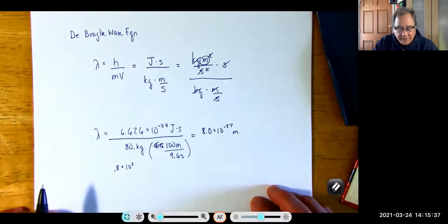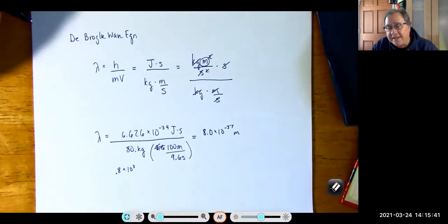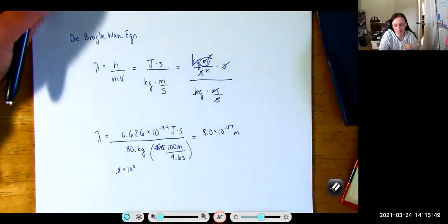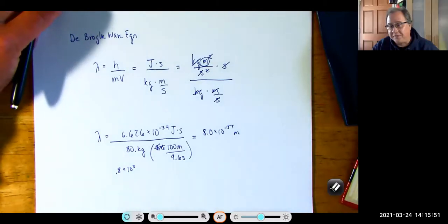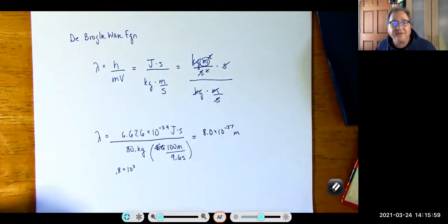So what does that tell you about the energy of one photon compared to a gentleman running down the track at 9.6 seconds for 100 meters? Very small. Very small indeed. There's more energy in one person than there is in millions and millions of photons, billions of photons. That's why you don't want to get run over by a person, much less a truck.